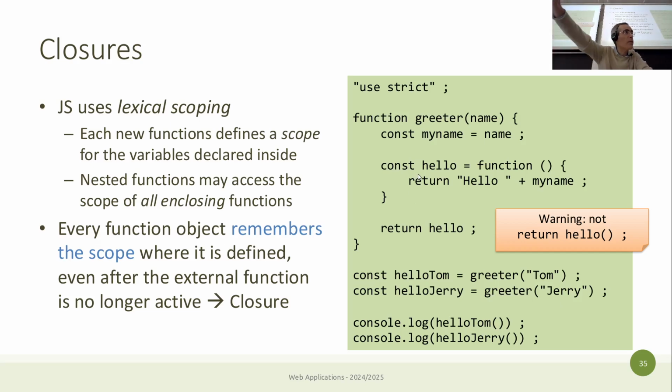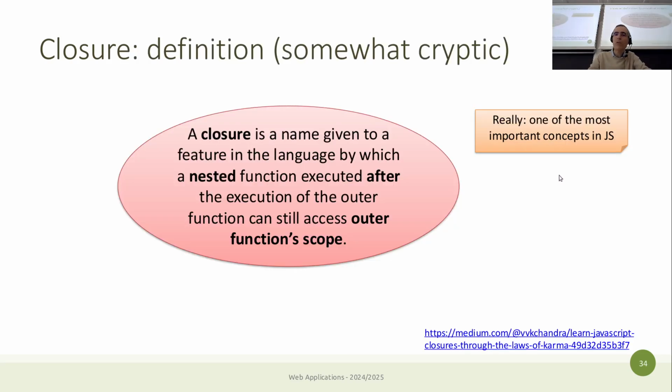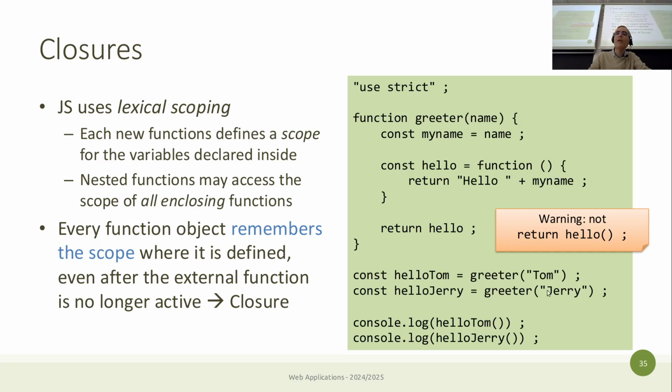It's a different one. Okay, so we have two, let's say, hello functions, because we define two variables. We call the greeter 2 times, and we define two functions. And the other function, we return hello plus my name. And this my name, at the time the function was defined, contained Jerry.